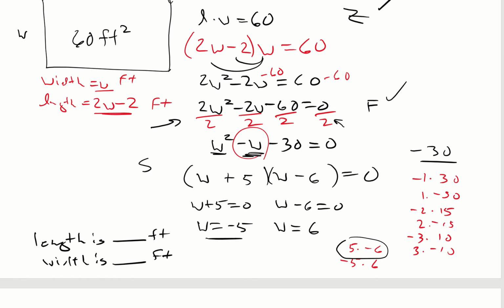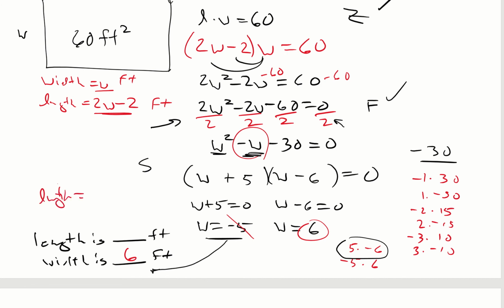The W, notice how I used the letter W. That means width. Does it make sense for the width to be -5? It doesn't. In a word problem, you get a lot of answers, and sometimes it solves the equation, but it doesn't make sense with the real world problem. So we reject it. And instead, we embrace 6, and the width is 6.